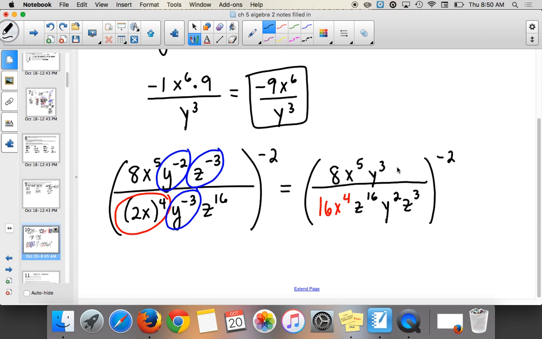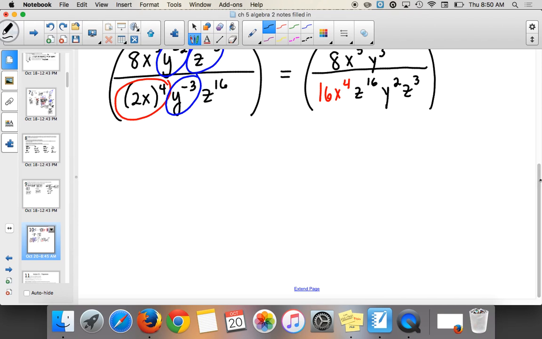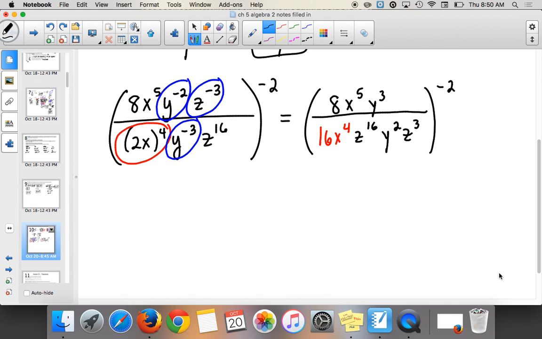Yep, so we're going to try to simplify on the inside. So when I simplify, Eric's saying let's take care of the 8 and the 16 and reduce that down, because we don't want to raise things to the 2 and then reduce, right? We would much rather reduce first. Okay, so I'm going to have a 1 and a 2. And then I'm going to deal with my x's.